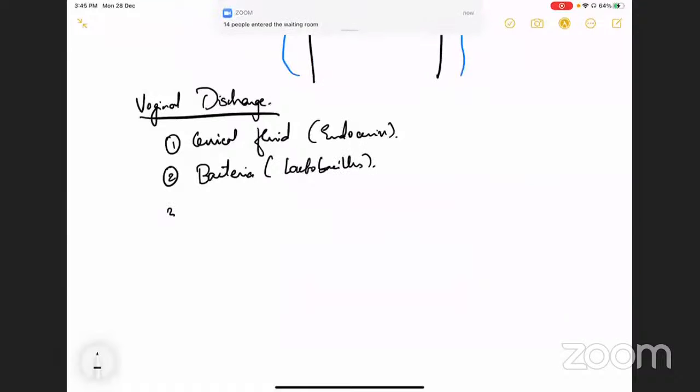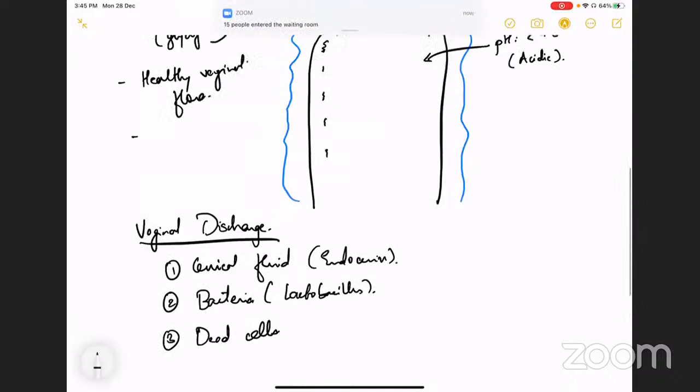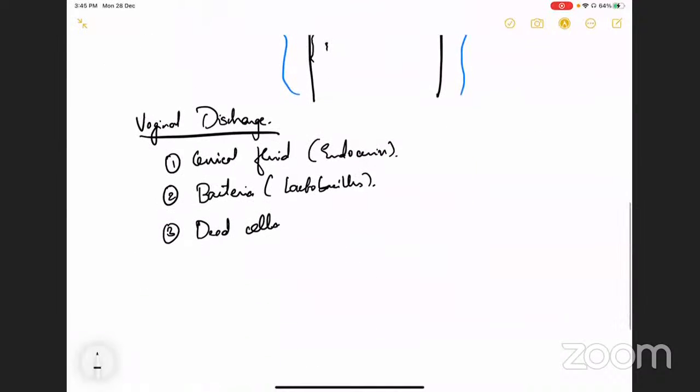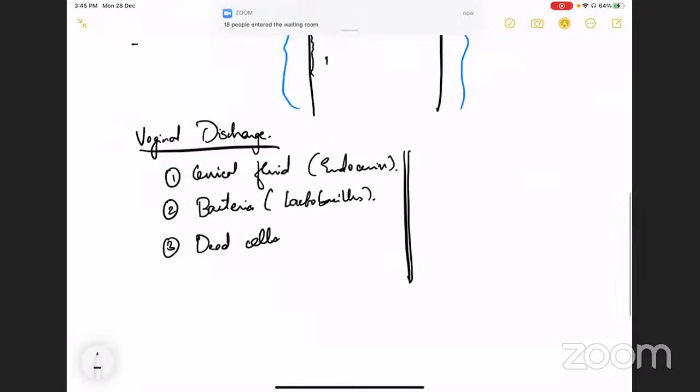It also has dead cells, all the squamous cells of the vagina. This entire lining can be shed off, and these cells are shed off as a part of the vaginal discharge. So these three are the main constituents. As we discussed, there are certain factors which can increase or decrease the vaginal discharge. And one of the important factors which you should remember, which increases the vaginal discharge.